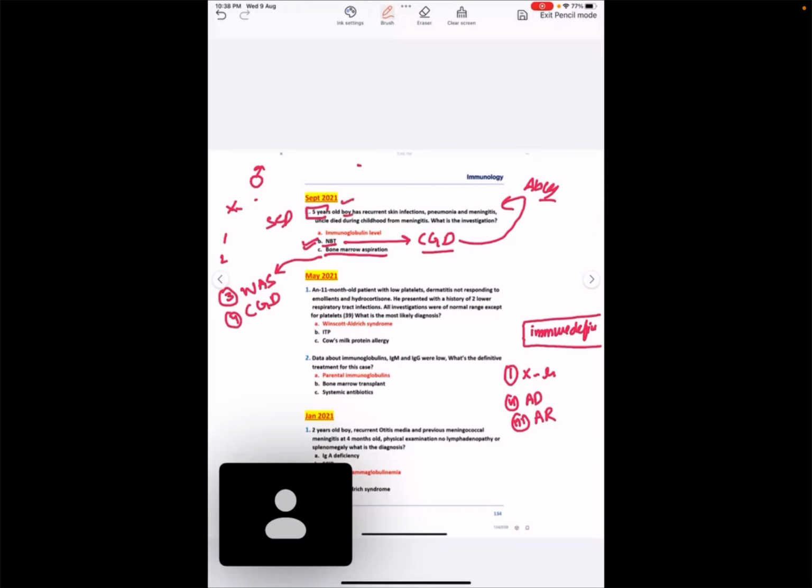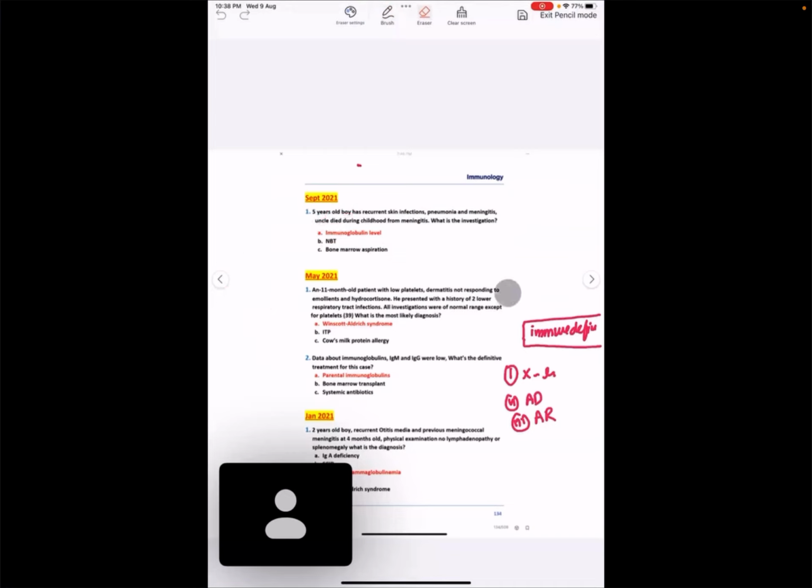A 5-year-old boy, his uncle was also a boy. It's X-linked recessive, and among the options, my answer is immunoglobulin level because this is a case of X-linked agammaglobulinemia. Okay, what is the other difference? See, I told you one approach is to look for X-linked recessive. Okay, which one is autosomal dominant or recessive?